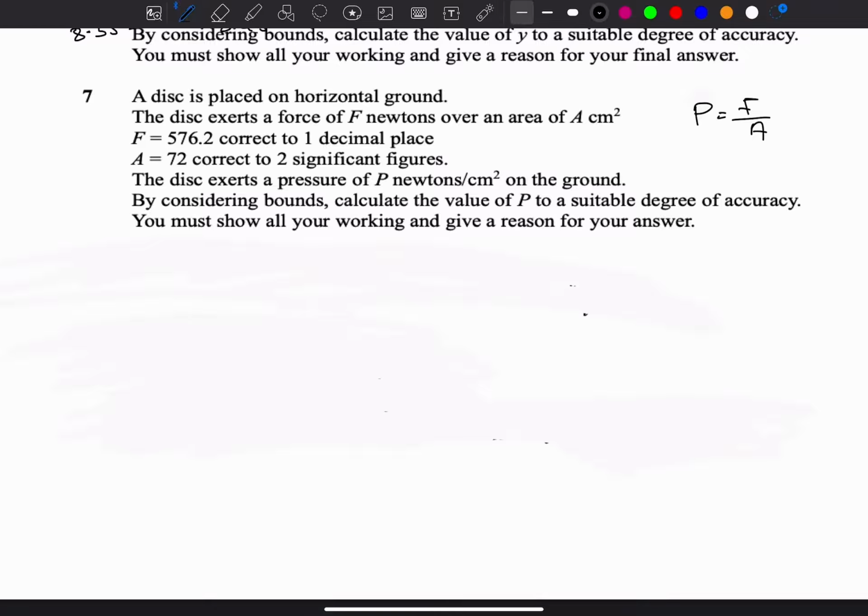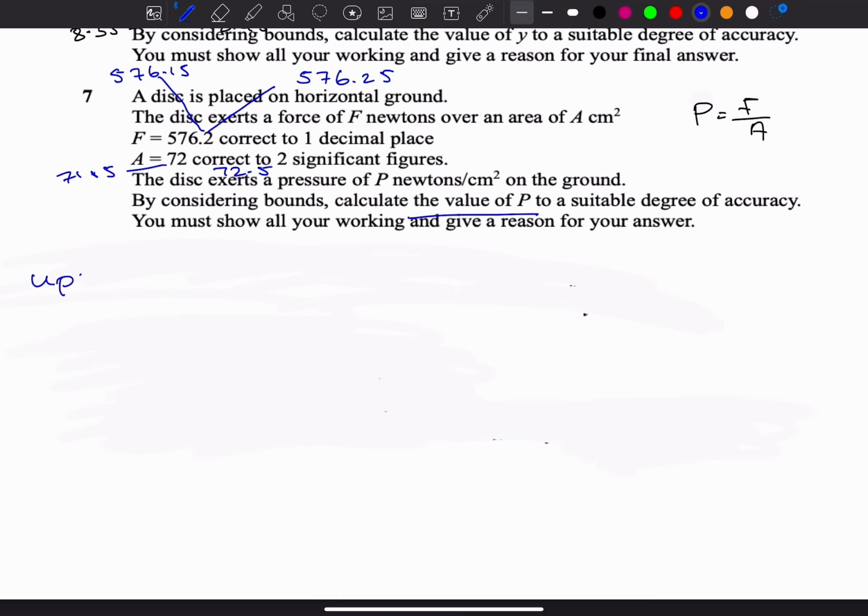And remember, what's the other formula we tend to use? Volume is area times length. I'm not going to do this for this part of the question, but remember, that's the one. Okay, but in that case, length could be a height as well. Anyhow, so this one is, I'll write it here. 576.25, 576.15, 72.5, 71.5. They want pressure to a suitable degree of accuracy.